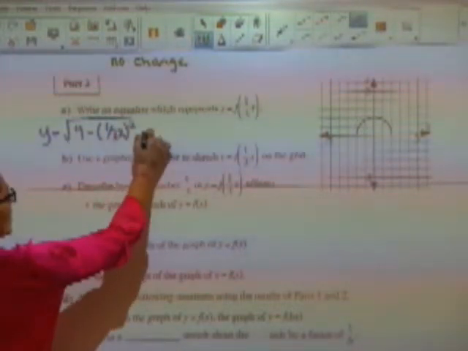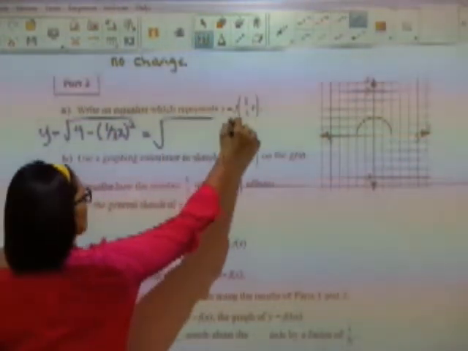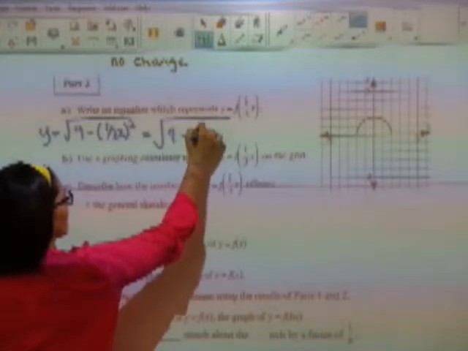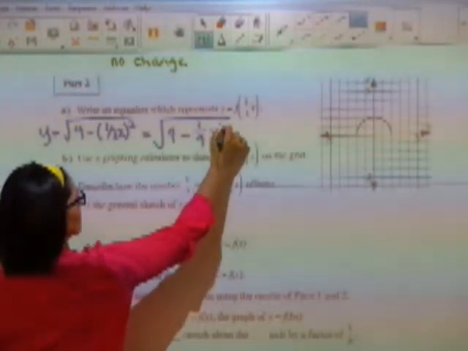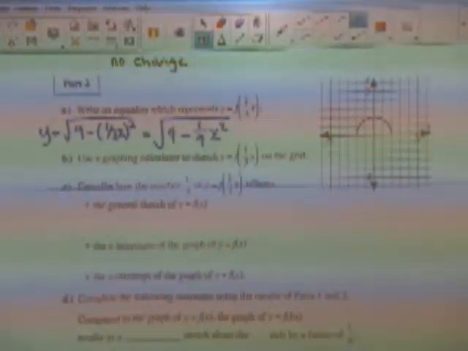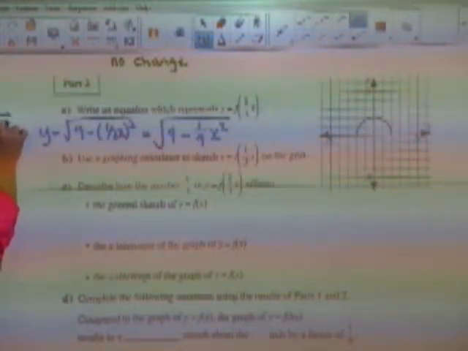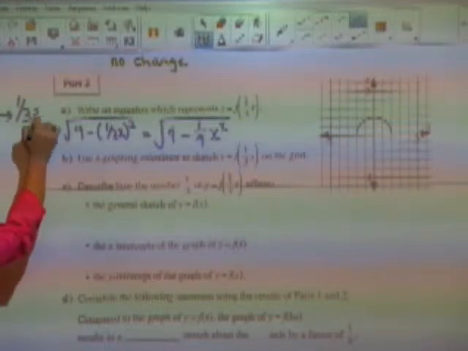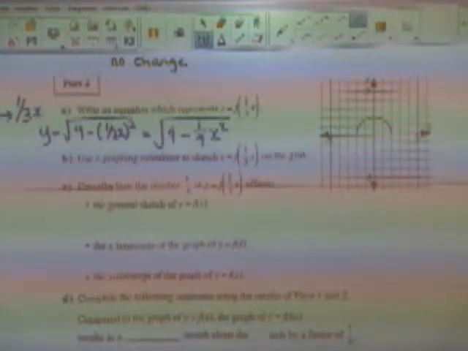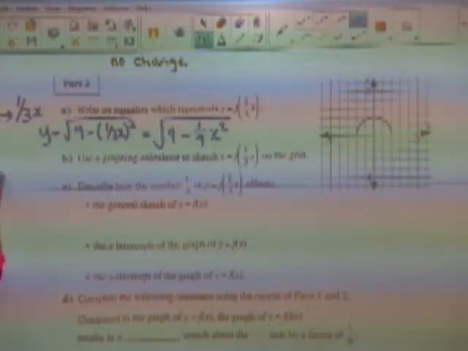And when I square 1/3 x, what do I get? Okay, so before we put this into the graphing calculator, what was my replacement? What did I replace x with? 1/3. And if I follow what I did above, what would my factor then be? 3. My factor would be 3.